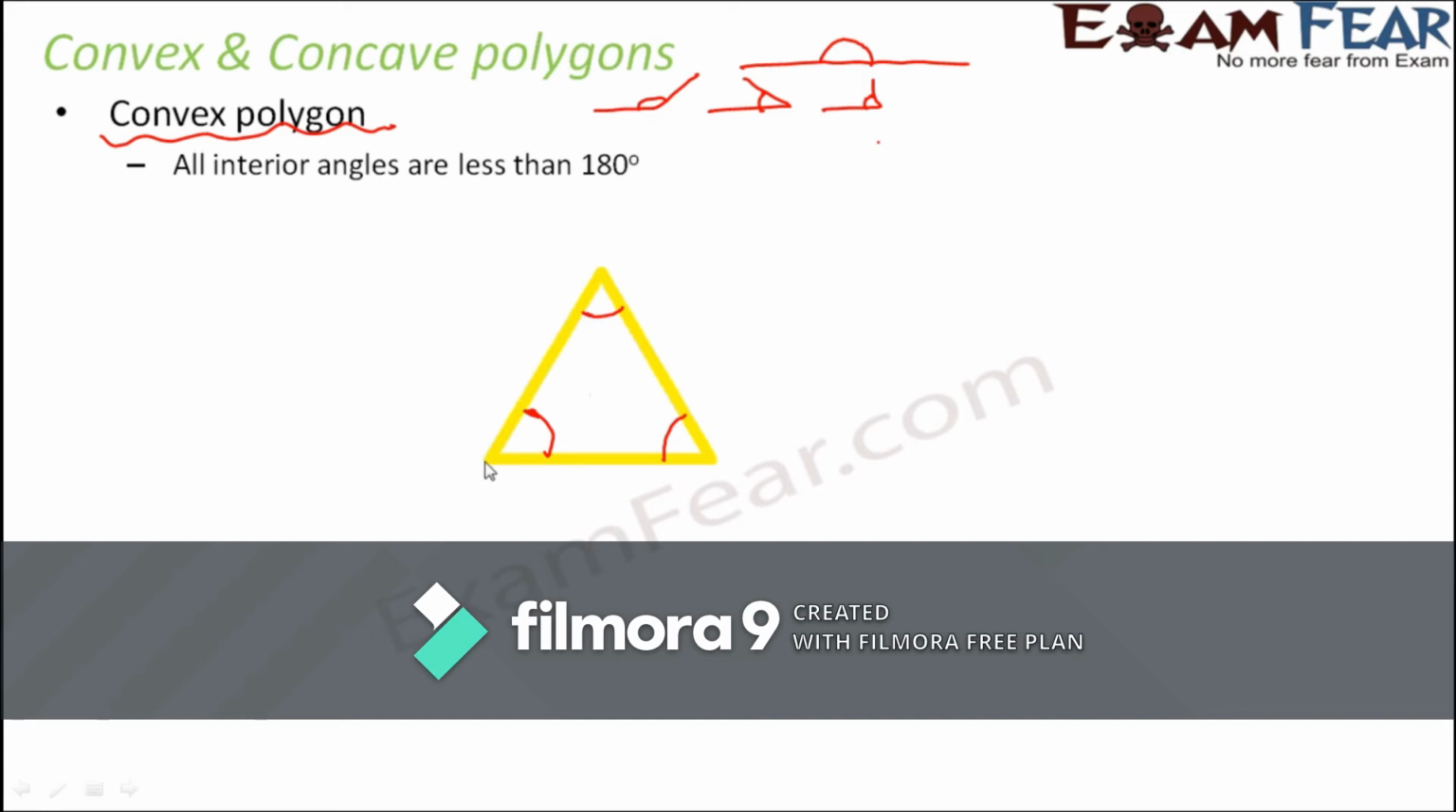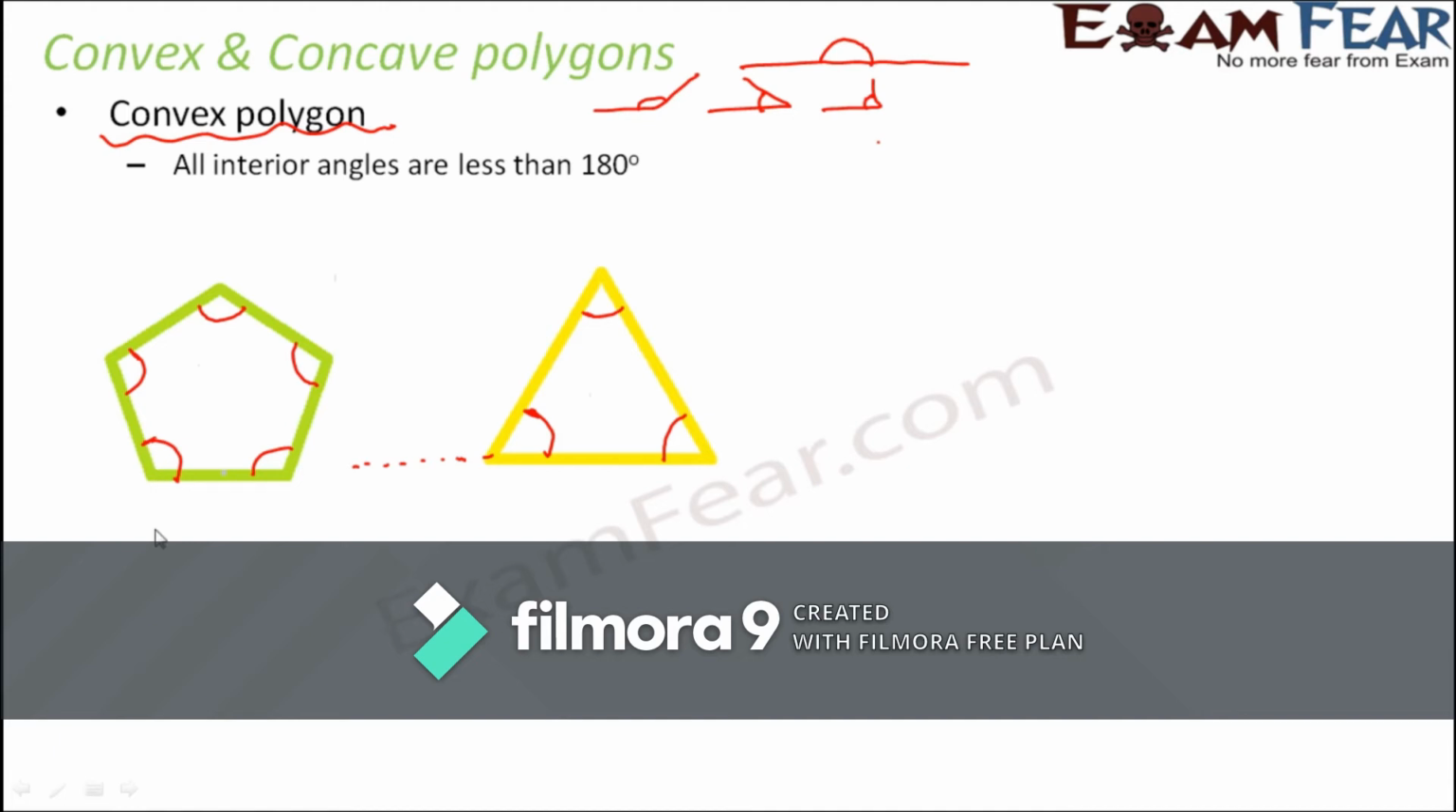So 180 would have been something like this. Had this been this entire angle, that would have been 180 degrees. So here all of them are less than 180 degrees. Look at this pentagon. What are the interior angles? This, this, this, this and this. Now look at any of them, they are all less than 180 degrees.